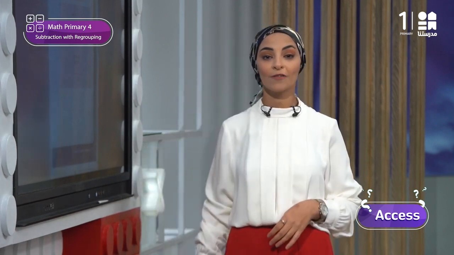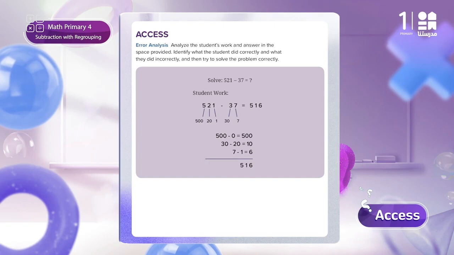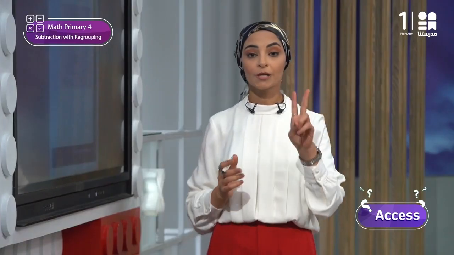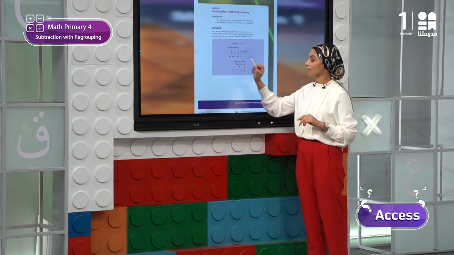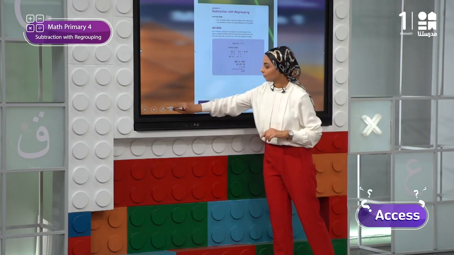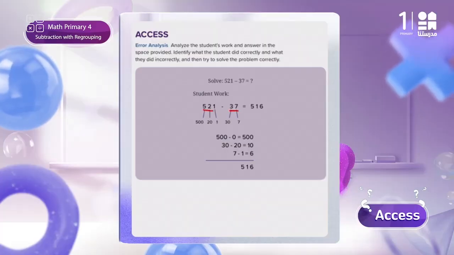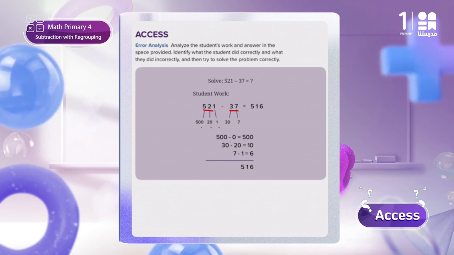Let's solve the problem we have where your colleague had to solve the subtraction 521 minus 37. Here, the student's answer which we want to analyze, he decomposed the two numbers into expanded form, like you see here. Here I have 521 minus 37. First he put each number in expanded form. 521 became 500 plus 20 plus 1. 37 became 30 plus 7.